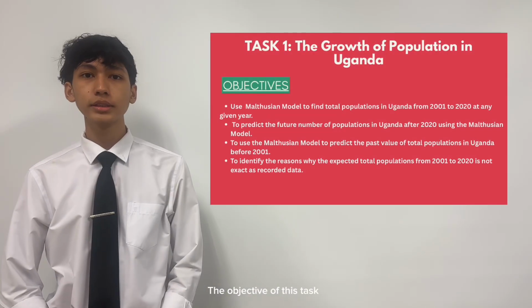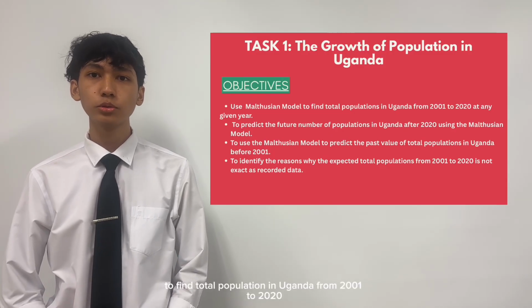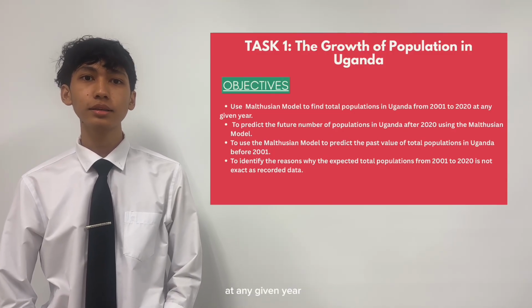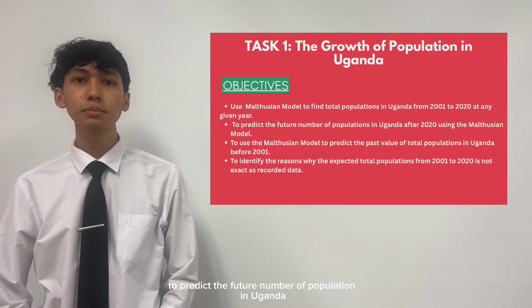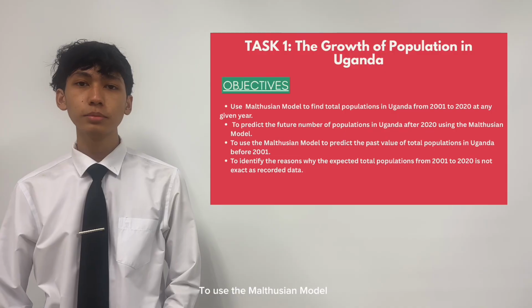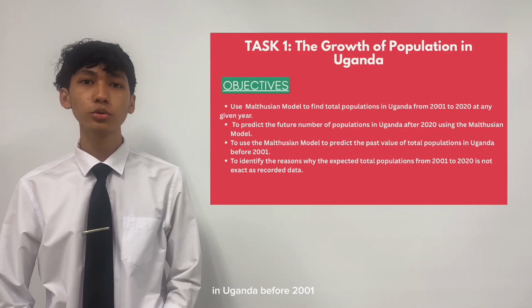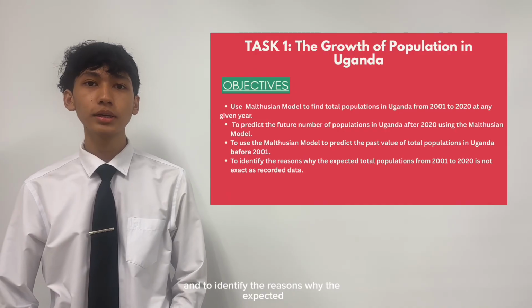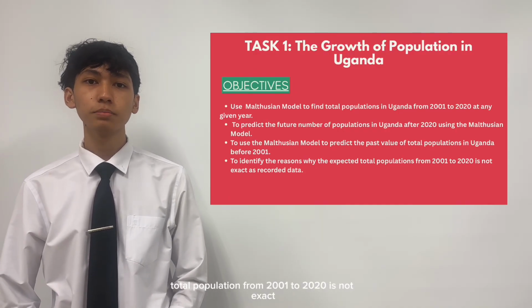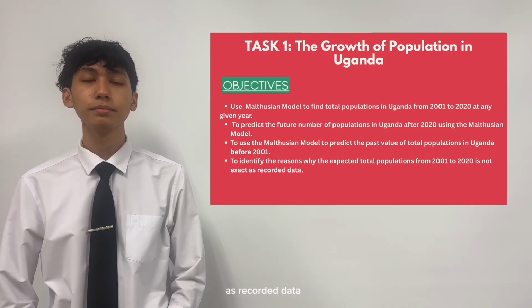The objective of this task: use multi-region model to find total population in Uganda from 2001 to 2020 at any given year. To predict the future number of population in Uganda after 2020 using the multi-region model. To use the multi-region model to predict the past value of total population in Uganda before 2001, and to identify the reasons why the expected total population from 2001 to 2020 is not exact as recorded data.